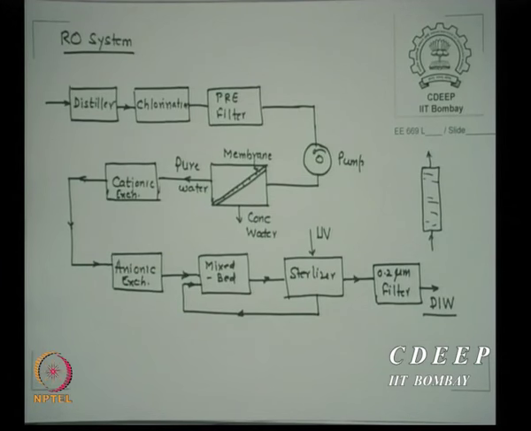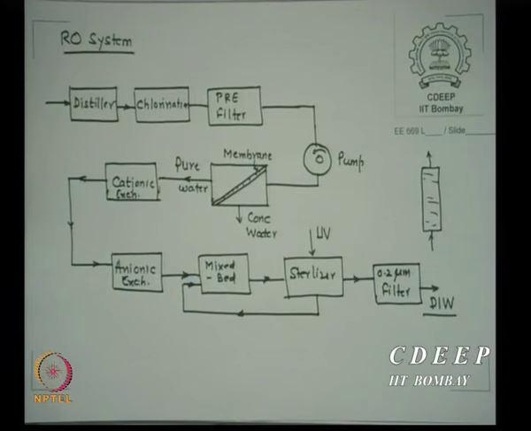The second one is cationic first, and you actually pass through both of them, so that whatever traces of those other impurities would have left out of this exchange can still be taken out in this exchange, in the sand or the resin, and much purer water is available out of this.